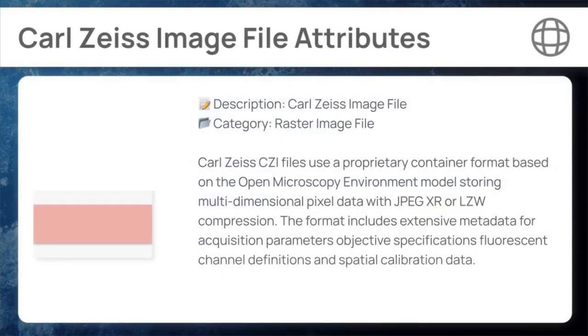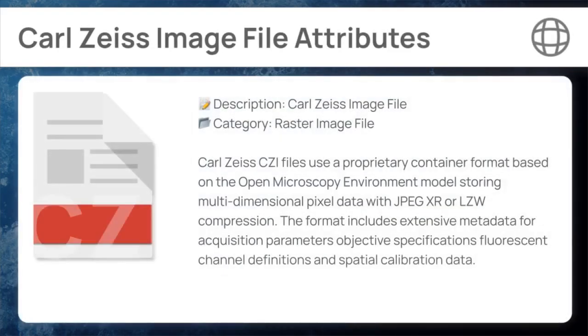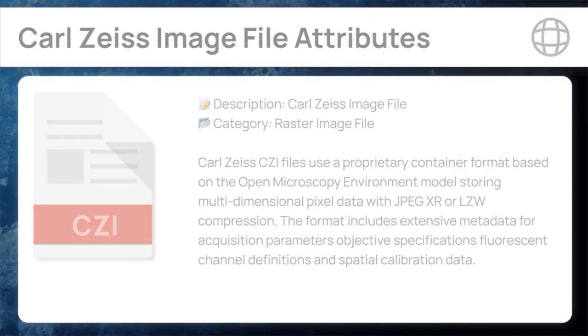Carl Zeiss CZI files use a proprietary container format based on the Open Microscopy Environment model, storing multidimensional pixel data with JPEG XR or LZW compression. The format includes extensive metadata for acquisition parameters, objective specifications, fluorescent channel definitions, and spatial calibration data.